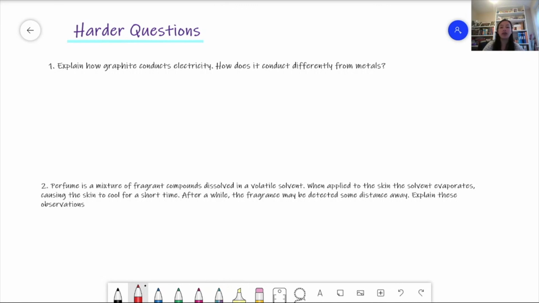And then after a while, the fragrance is detected because of diffusion. So in the air, it's carried some of the particles of the perfume in the air, and that's why you can smell it some distance away.